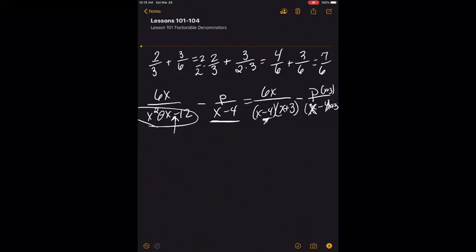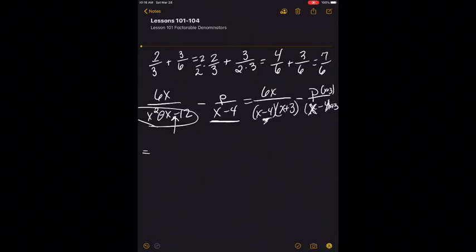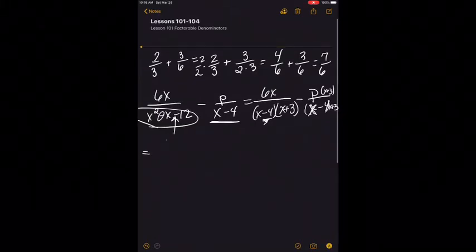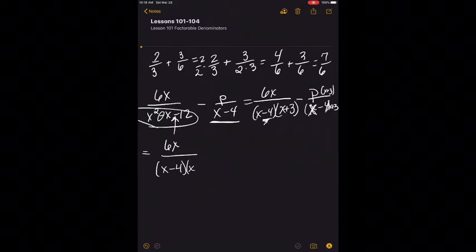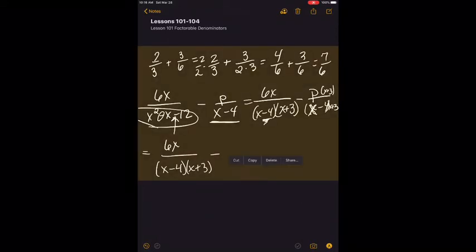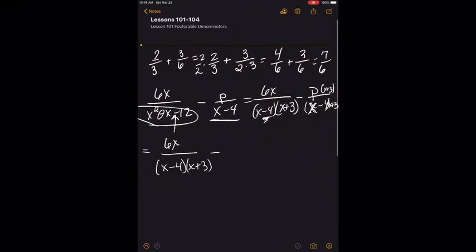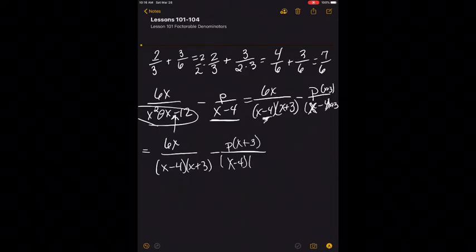Okay, it's really messy, but we're going to leave it in factored form. So that equals 6x over x minus 4, x plus 3, minus p times x plus 3 over x minus 4, x plus 3.